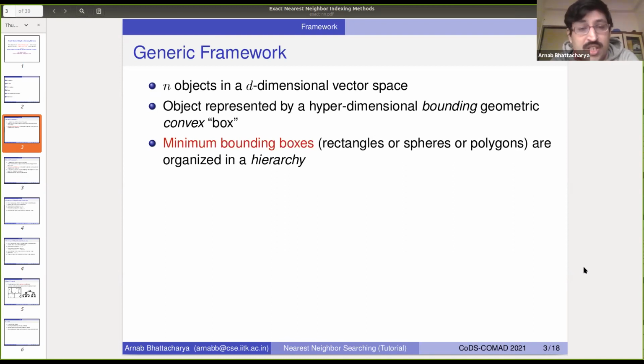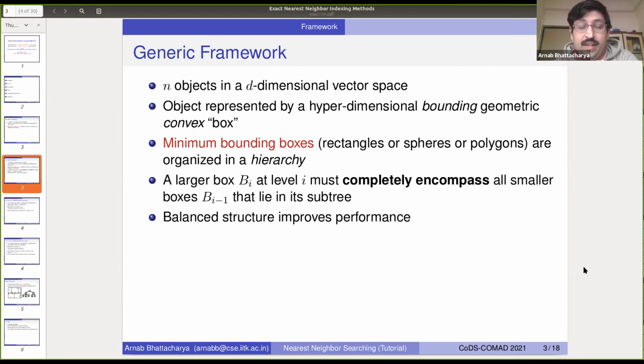And these boxes are then organized in a hierarchy. So it's a step-by-step thing. The only requirement that we have for this generic framework is that if there is a box at level i, which is a larger box, it must completely encompass all the smaller boxes. So please do note the requirement: a larger box must completely encompass all the smaller boxes. Notably, I am not saying that the smaller boxes need to be disjoint or the larger boxes need to be disjoint or any such thing. The only requirement is that it should be completely encompassing.